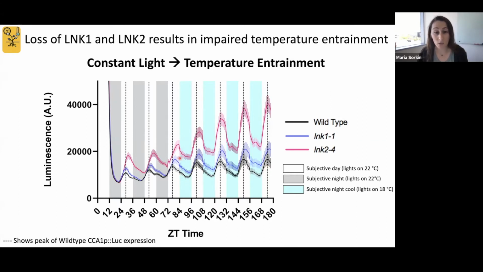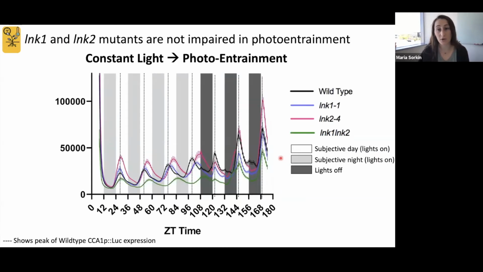In contrast, link 1 never realigns its peak expression with that of wild type, indicating that these mutants are impaired in their ability to use temperature cycles as an entrainment cue. And I think this becomes very apparent when we contrast this to where we're adding a photo entrainment cue after providing constant light.